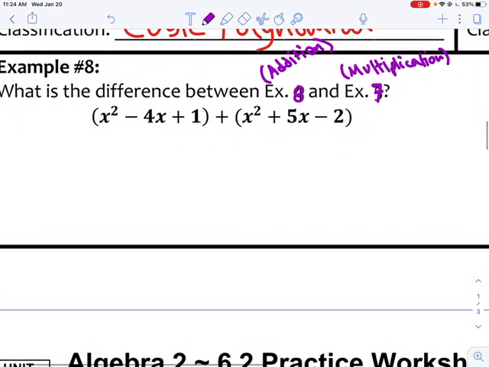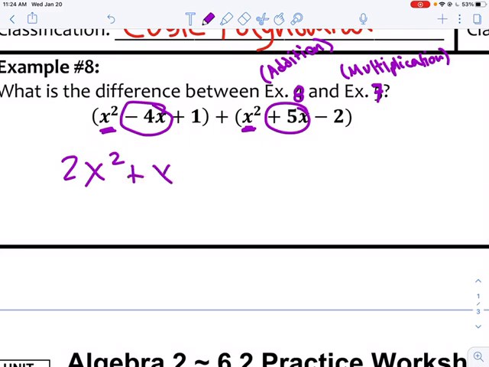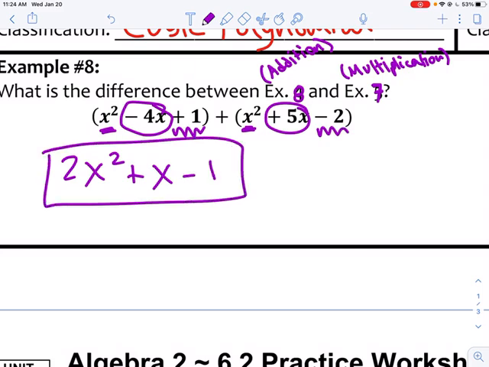So remember, on addition, we're just putting together our like terms. So I'm going to go 1x squared plus 1x squared to get 2x squared. I'm going to go negative 4x plus 5x to get positive x. And then 1 plus negative 2 to get minus 1. So remember, if we're adding or subtracting, we're just combining like terms here.